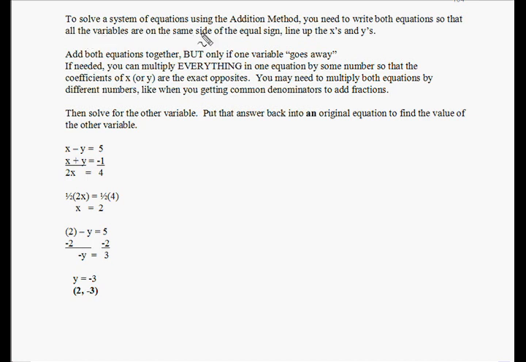To solve a system of equations using the addition method, you need to write both equations so that all variables are on the same side of the equal sign. Line up your x's and your y's. Add both equations together, but only if one variable goes away.